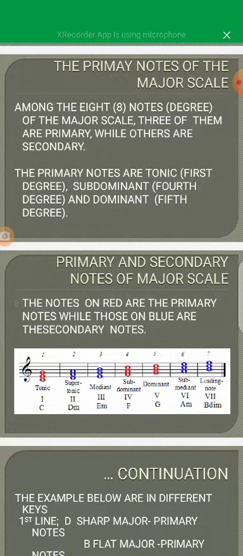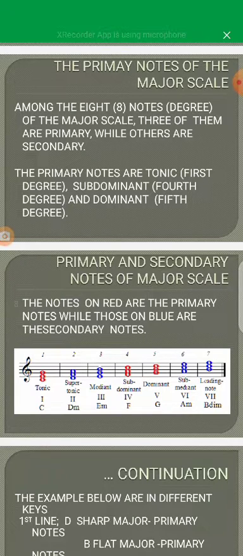Primary and secondary notes of a major scale. Now the notes on red are the primary notes, while those on blue are the secondary notes. So I want you to zoom them if you're not seeing it very well while I explain. Take a very good look at the tonic. It's red. Take a very good look at the subdominant, the 4th note.